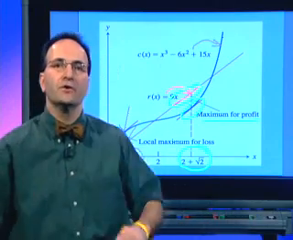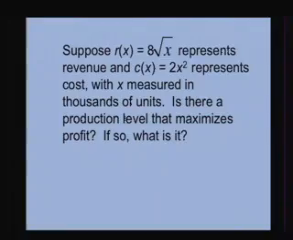Well, now it's time for you to try a problem. Suppose r of x equals 8 times the square root of x represents the revenue, and c of x equals 2x squared represents the cost. With x measured in thousands of units, is there a production level that maximizes profits? And if so, what is it? Pause the video while you work on this problem, and when you're finished, restart the video to check your solution.